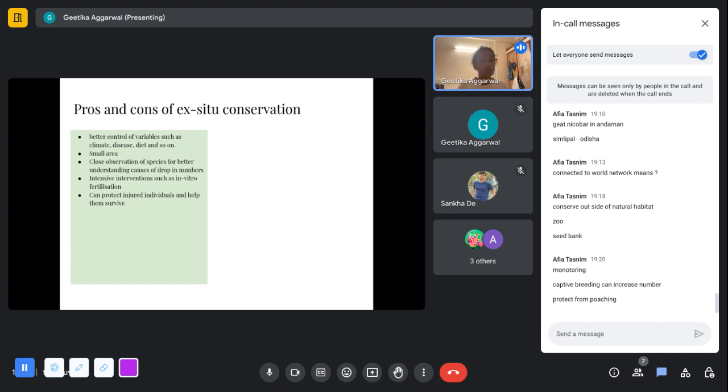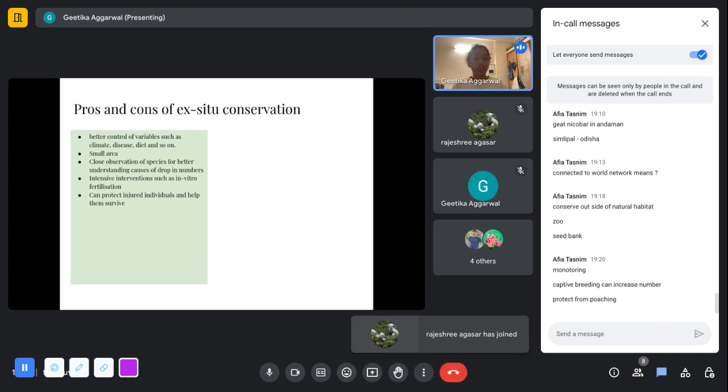You will have a better control of various things like what diet you are giving, how much the organisms are eating, what is the climate, the temperature, the precipitation. You can control that when it's ex situ, when you're carrying out in a protected area. And then you can also vaccinate the individuals, that will protect them from various diseases that might be there even in in situ conservation, but they will not now happen in the ex situ conservation practices. Okay. Then yes, so you use a small area, you don't need that huge area.